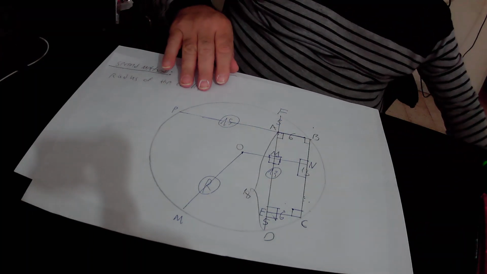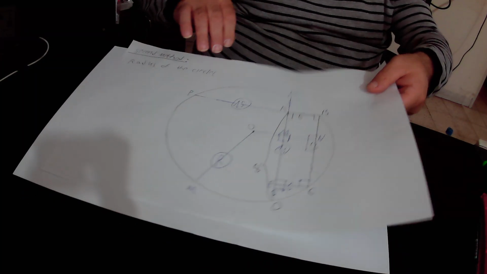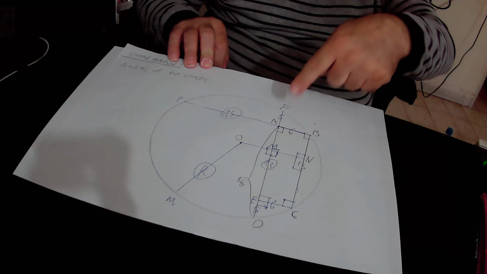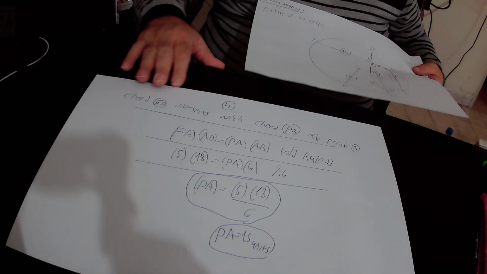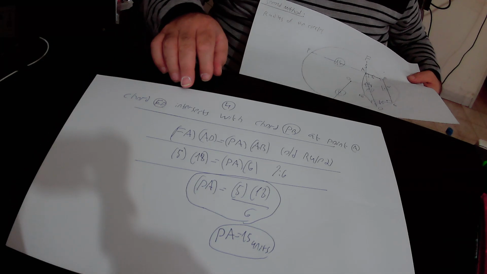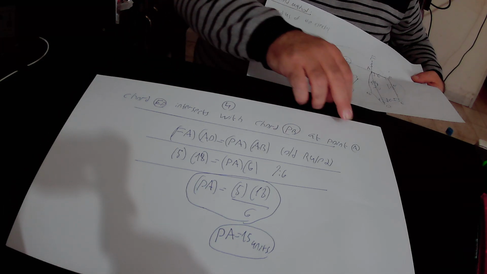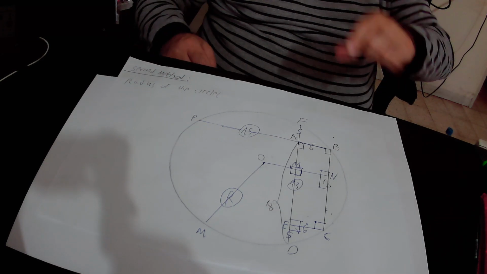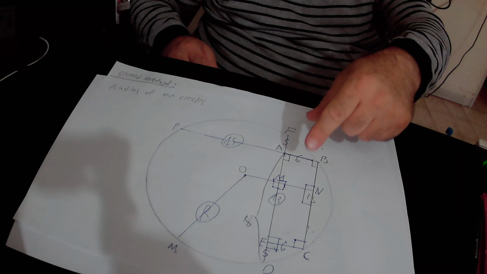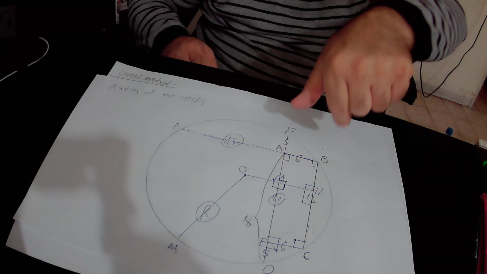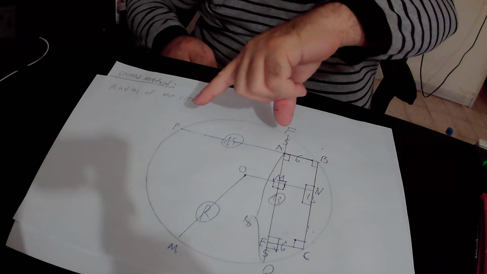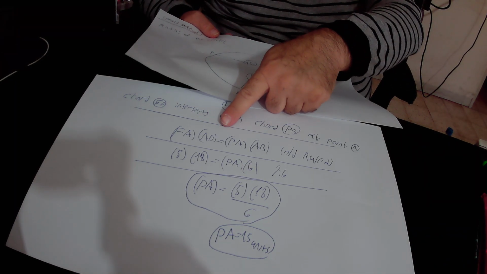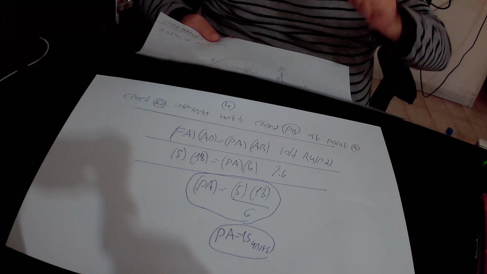Now when you are going, we have chord FD that intersects with chord PB at point A. Therefore, according to rule number 2, we get that FA times AD equals PA times AB.